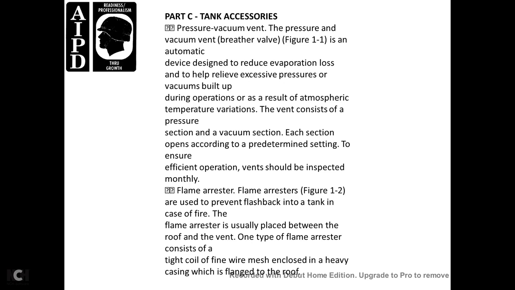Flame arresters are used to prevent flashbacks in the tank that could cause a fire. The flame arrester is usually placed in between the roof vent. One type of flame arrester consists of a tight coil of fine wire mesh enclosed in a heavy casing with a flanged connection.